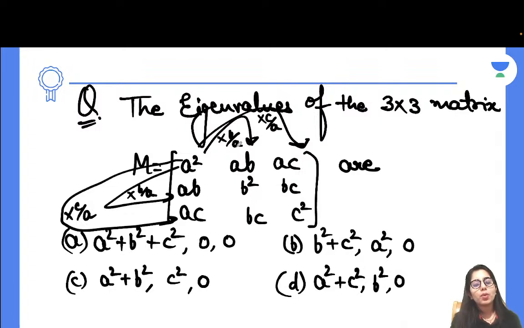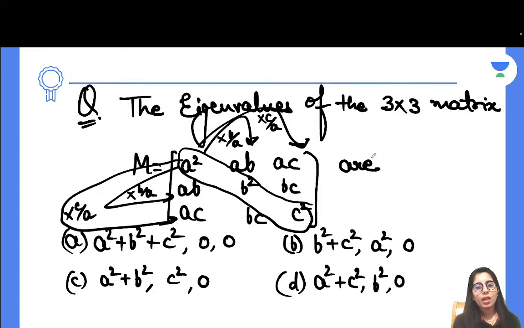So in that situation, you can clearly observe it and get to know that this matrix satisfies the condition that you can write every element of this matrix by multiplying a particular row and a particular column with a constant. That means the other rows and columns are scalar multiples of a particular row and column. For such a matrix, our eigenvalues are always going to be the trace, 0, 0. What I mean by trace is a square plus b square plus c square.